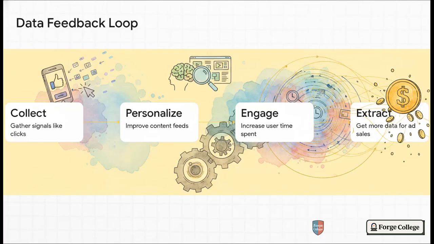And that lock-in powers a very specific data feedback loop. They collect signals from you, like clicks and dwell time, and use that to improve personalization. That naturally increases your engagement, which then allows them to extract even more data. It creates this powerful economic engine where your convenience fuels a feedback loop, keeping you endlessly scrolling while advertisers foot the bill.